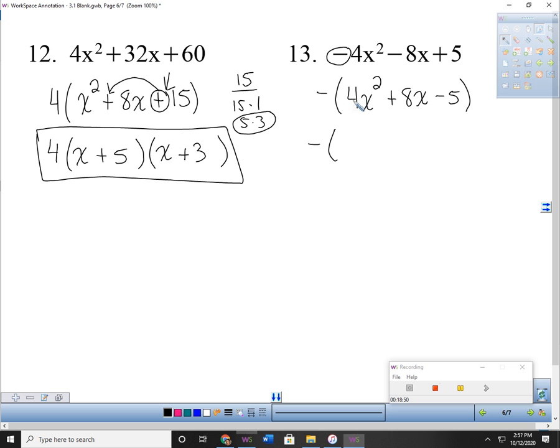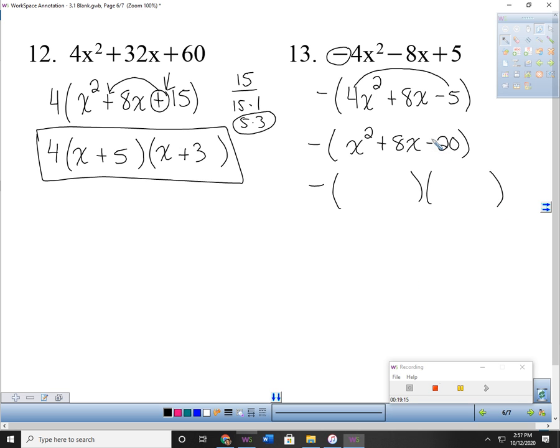Since there's a number in the front, you're going to have to do the illegal move. So take the 4 times the 5. That gives me x squared plus 8x minus 20. And now you're going to factor that just like we've been doing.